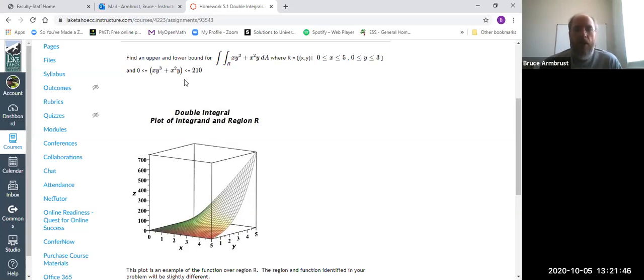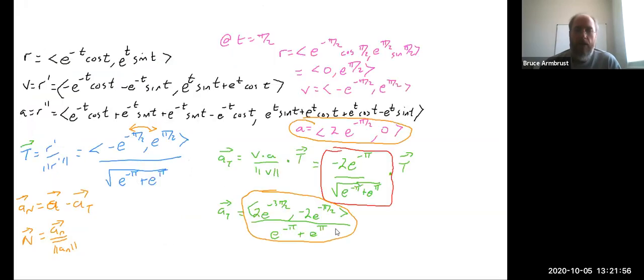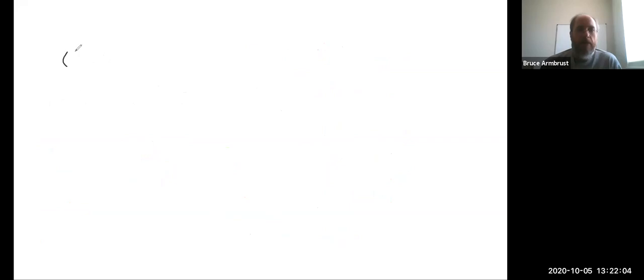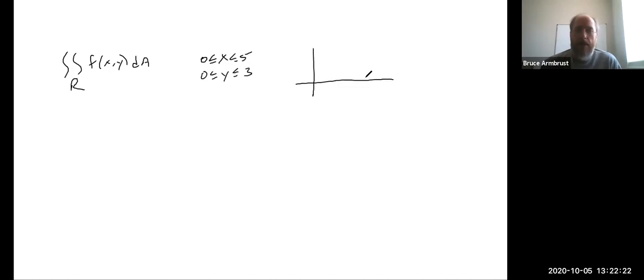All right, so let me go ahead and go back to a whiteboard here real quick. Let me clear this guy off. All right. So again, we're doing the double integral over the region. I'm just going to write f of xy because I don't really care what it is right now. But we were told that the region was x's are between 0 and 5, and y's are between 0 and 3. So let's practice plotting that real quick.